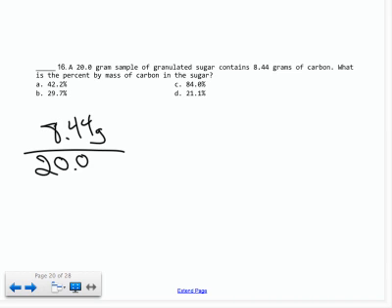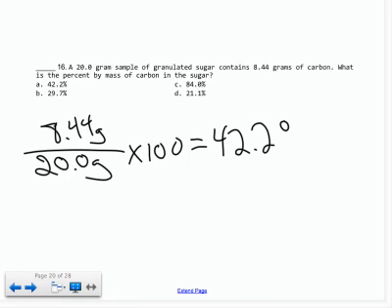It says this is a 20-gram sample. That's the total. Multiply that by 100, and that comes out to 42.2%, which is choice A.